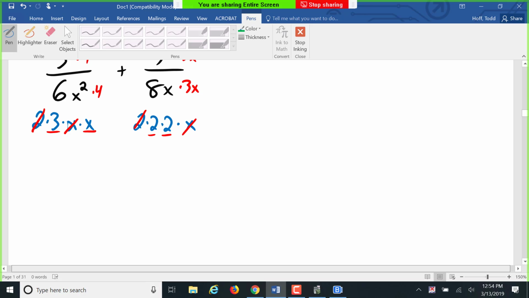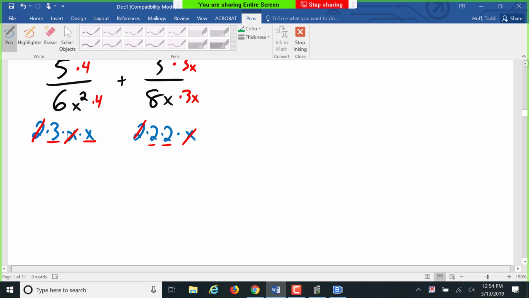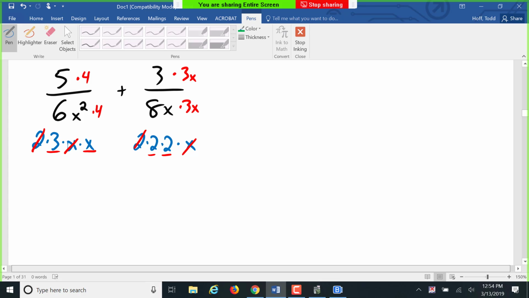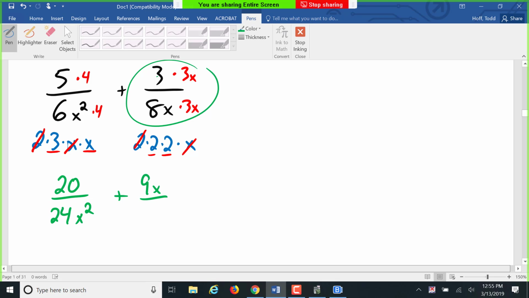So that gives me 5 times 4 is 20. 6x squared times 4 is 24x squared for that first fraction. The second one here, 3 times 3x is 9x over 8x times 3x is 24x squared. We now have common denominators. We have the same name. So now we go ahead and add.